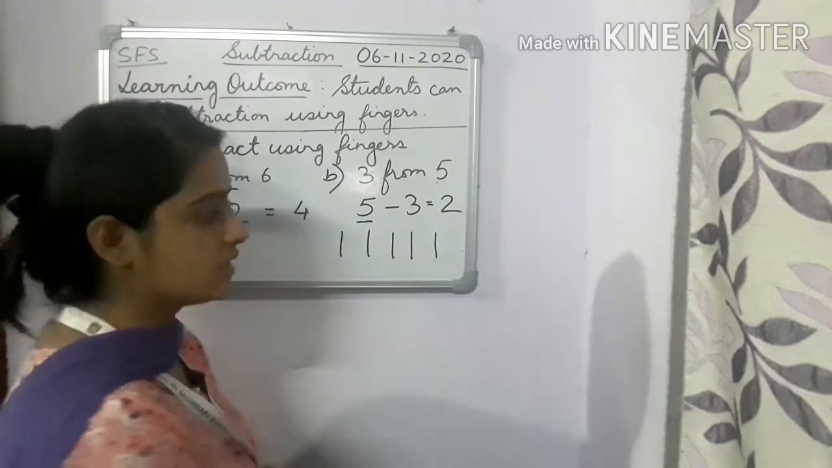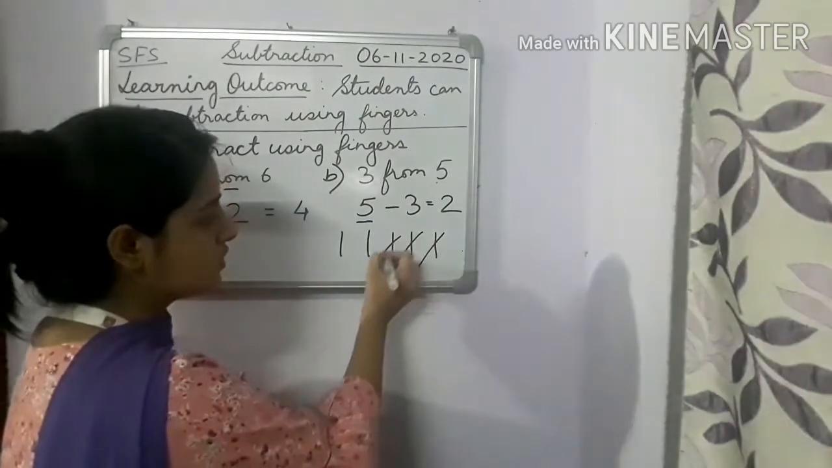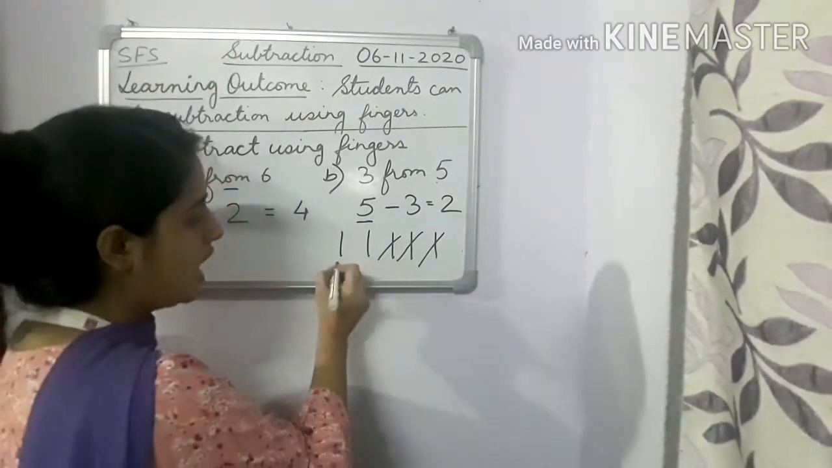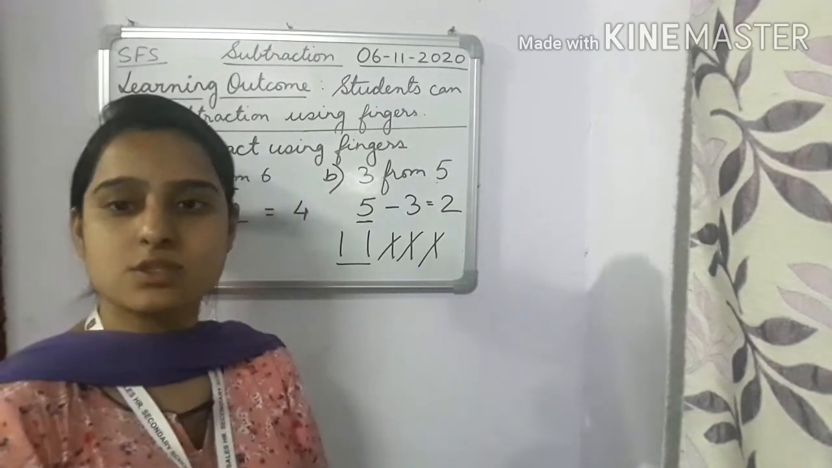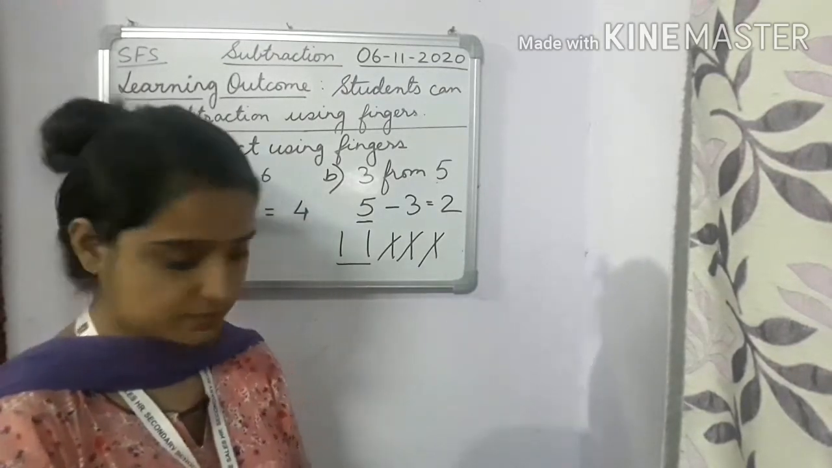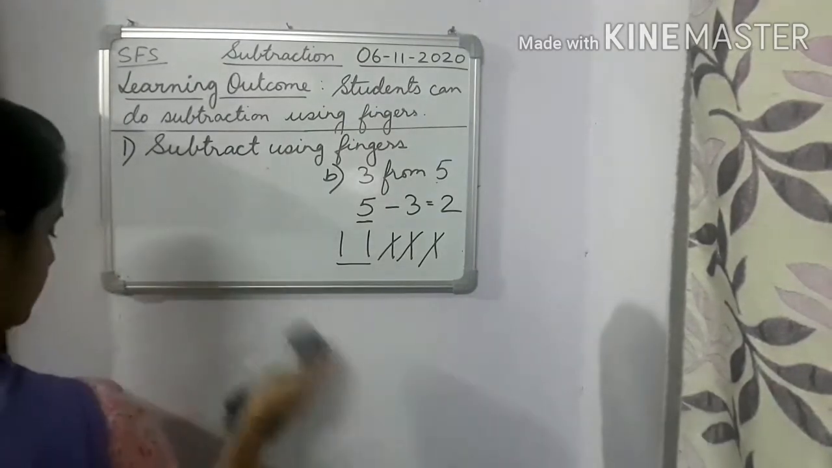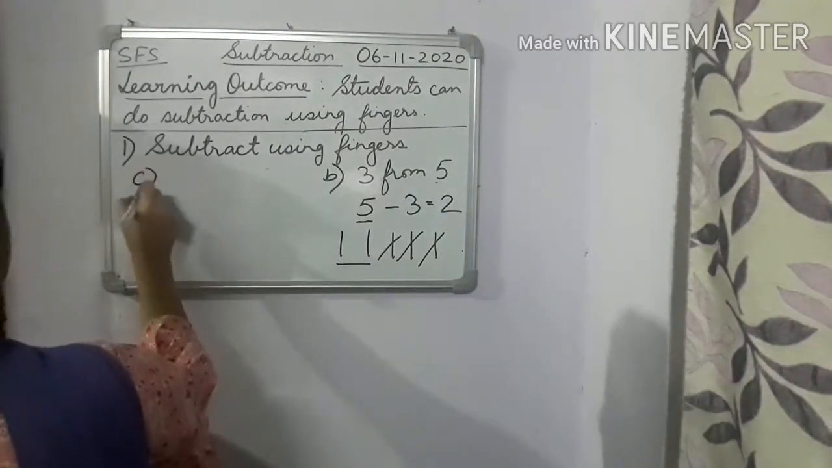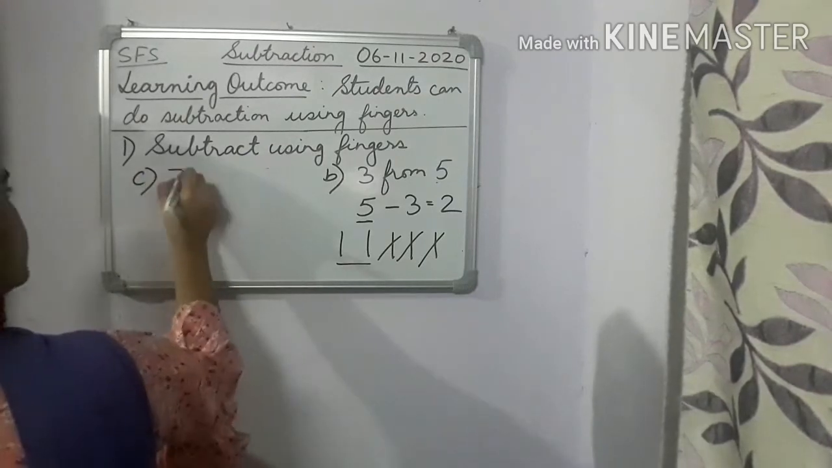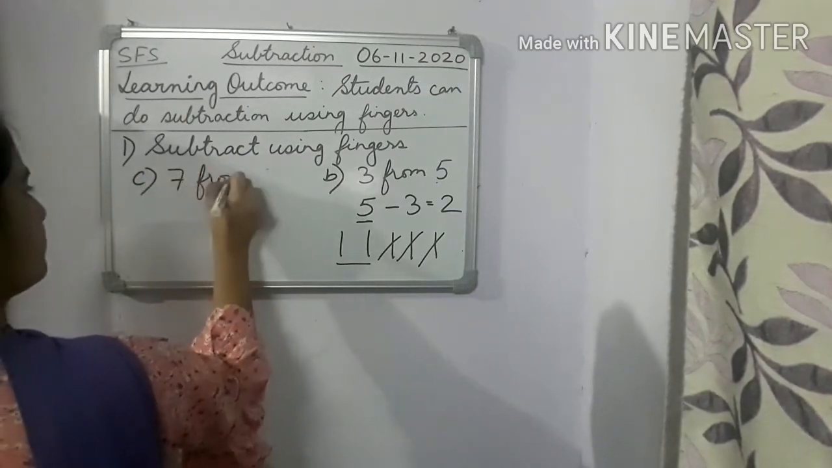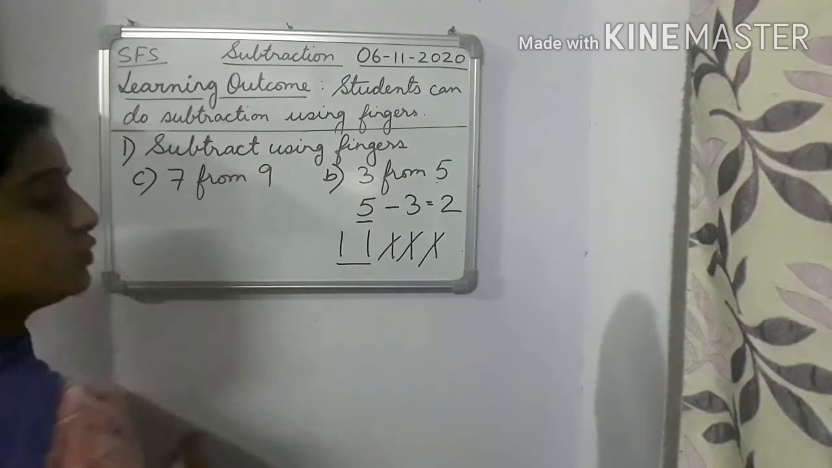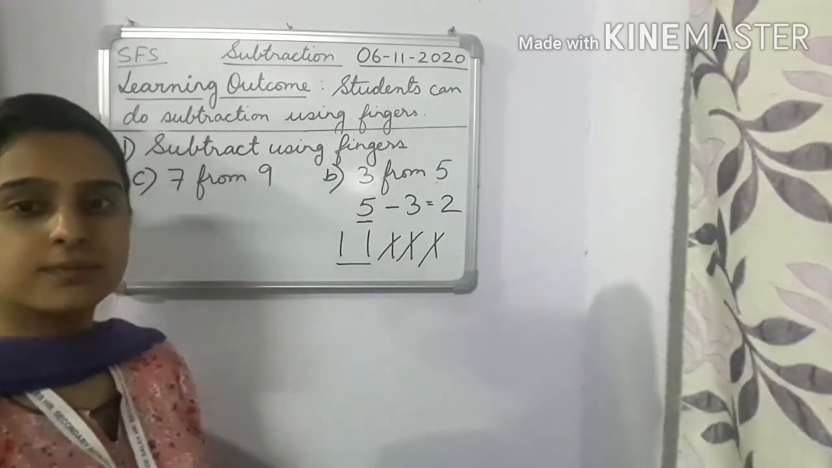That is the difference. 1, 2, 3. If we cancel 3 fingers, how many fingers remain? That is 2. Clear? Let's do one more, children. See. 7 from 9. You try yourself first.